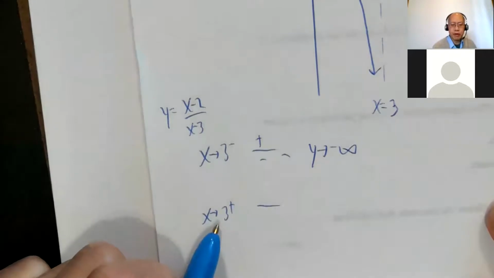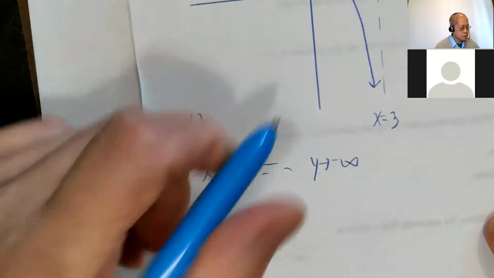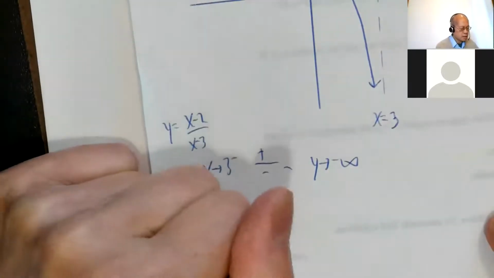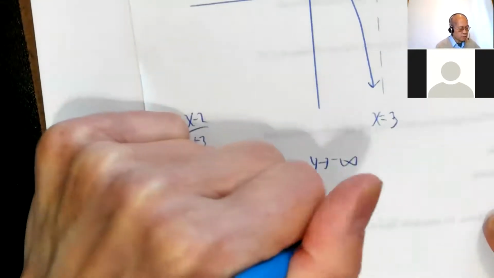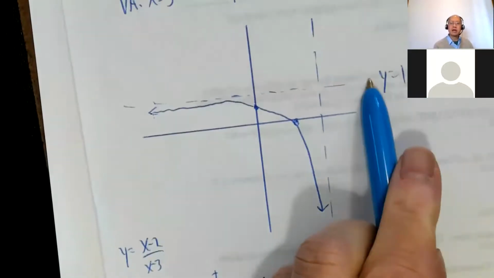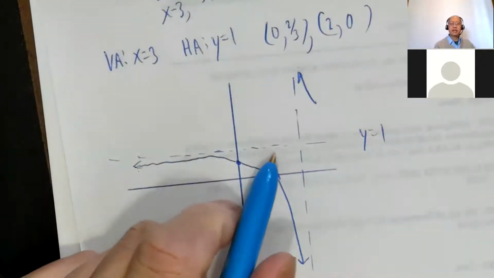x approaches 3 from the right, 3.1. 3.1 minus 2 over 3.1 minus 3. Positive divided by positive, positive. y approaches infinity. So when I get real close to 3 coming from the right side, I shoot up toward positive infinity. And then end behavior, when x gets really, really big, the graph gets close to y = 1. So here's my graph.